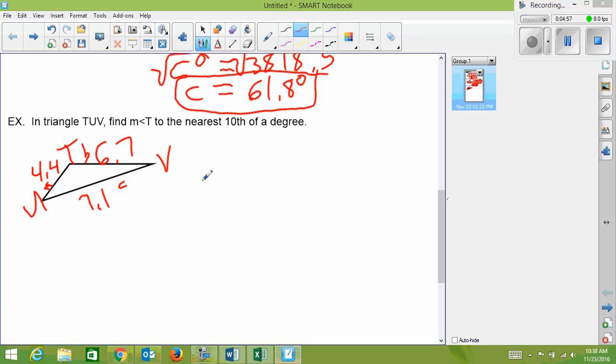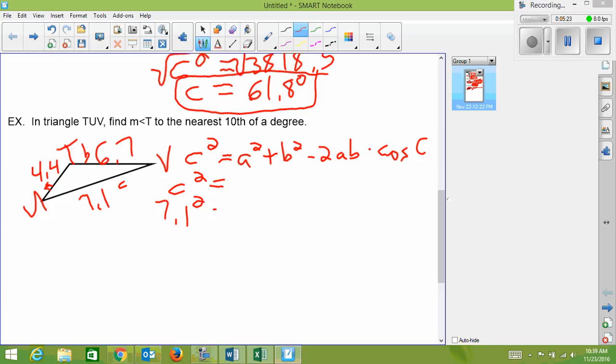Since I'm trying to find c again, I'm going to use that same formula that I just used. So c squared equals a squared plus b squared minus 2ab times cosine c, or in this case, it would be t. They give us the c, so I could plug that in. So 7.1 squared equals my 4.4 squared plus 6.7 squared minus 2 times 6.7 times 4.4 times cosine c. Go ahead and work this out.